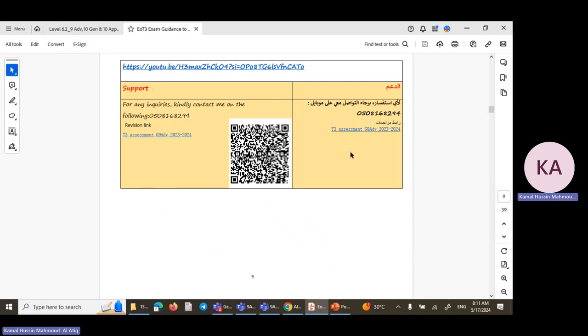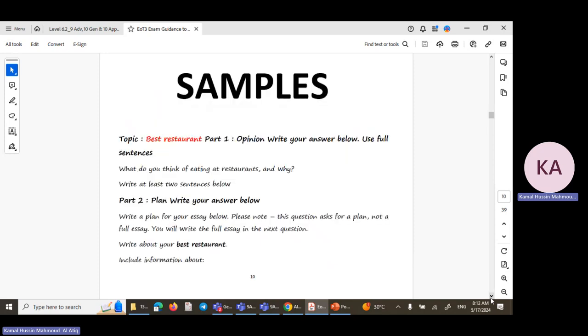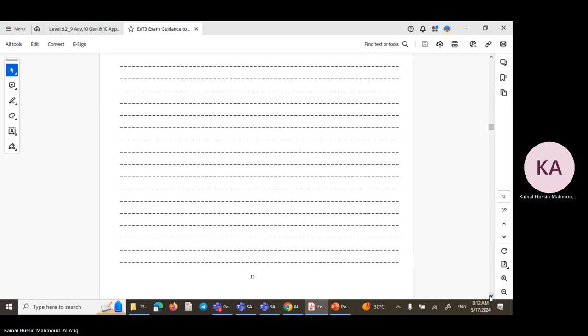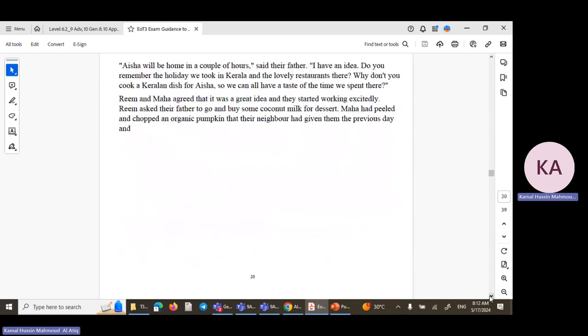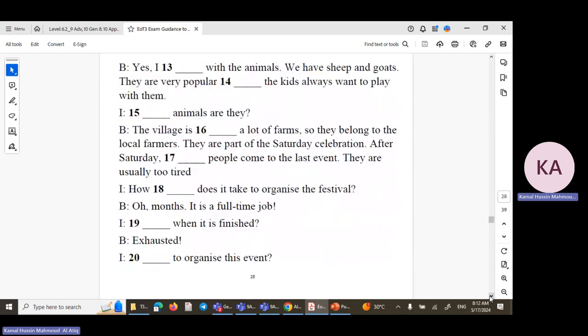You can download many files that give you clear-cut ideas about the text and about exams. There are some samples regarding writing. A student can refer to them and benefit from them, and they will get a high score. These samples in this booklet are comprehensive.